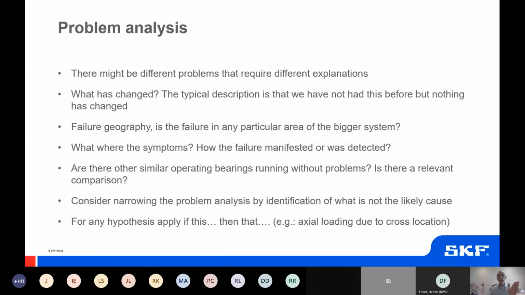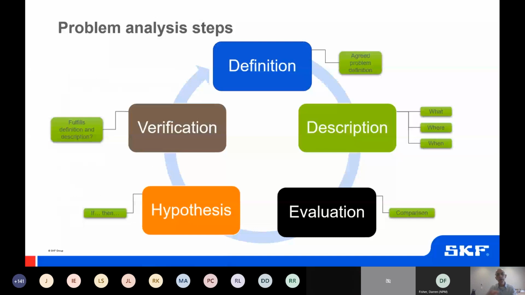Is it because the non-locating bearing is not moving? If that non-locating bearing is not moving, then I need to look at the other bearing to see if there is action and reaction logic there. So in a way, you can summarize this idea of the analysis as the definition of a problem, the description of the characteristics, you do some evaluation if you have a chance to compare, you develop a certain hypothesis, and you try to verify that hypothesis.